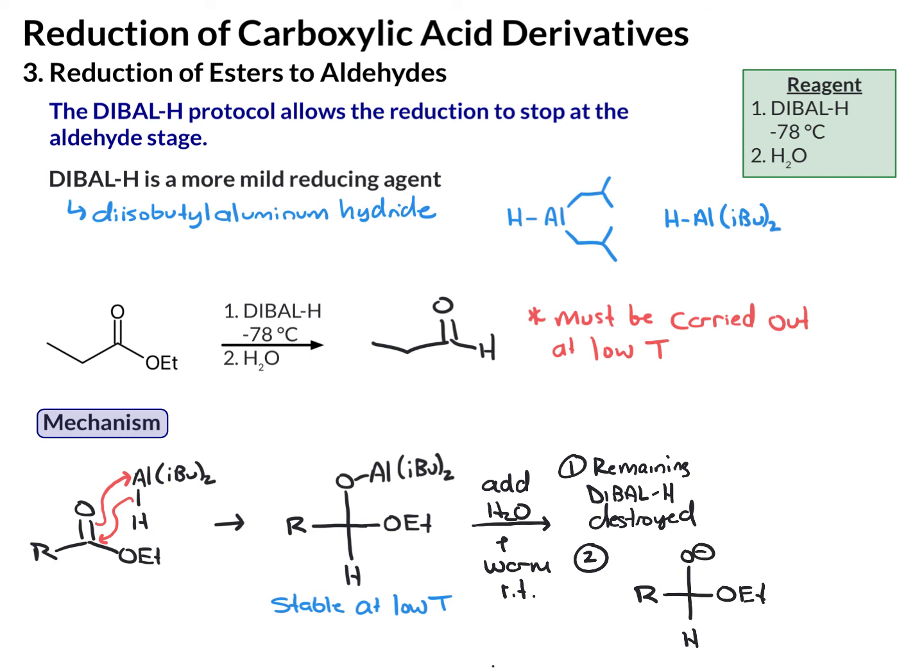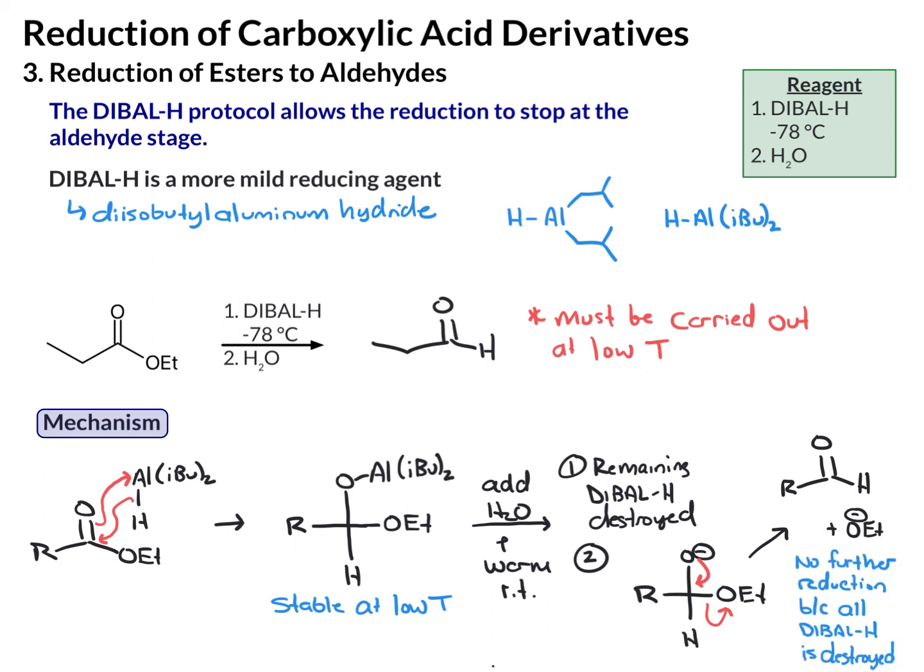Now once you get that intermediate, it's pretty familiar what happens. You have the O- that will come down, and you'll lose the OEt group. And what are we left with? We're left with the aldehyde. But the key is that the aldehyde can't be further reduced because all of the DIBAL has been destroyed. So that's the whole key to the DIBAL reduction.